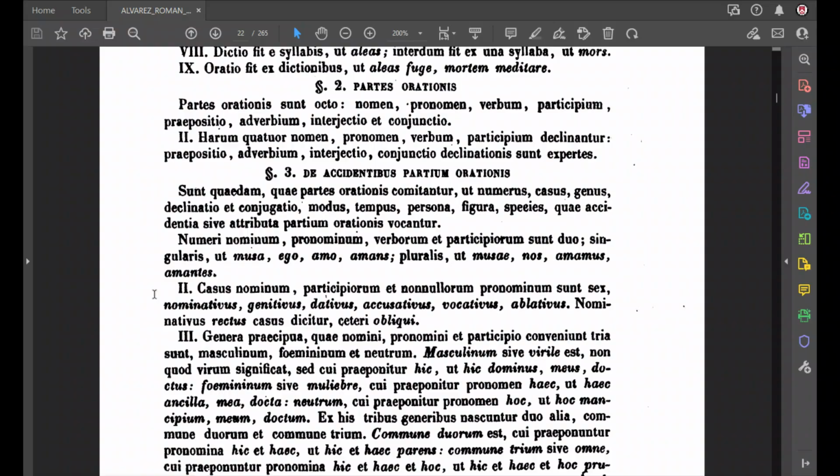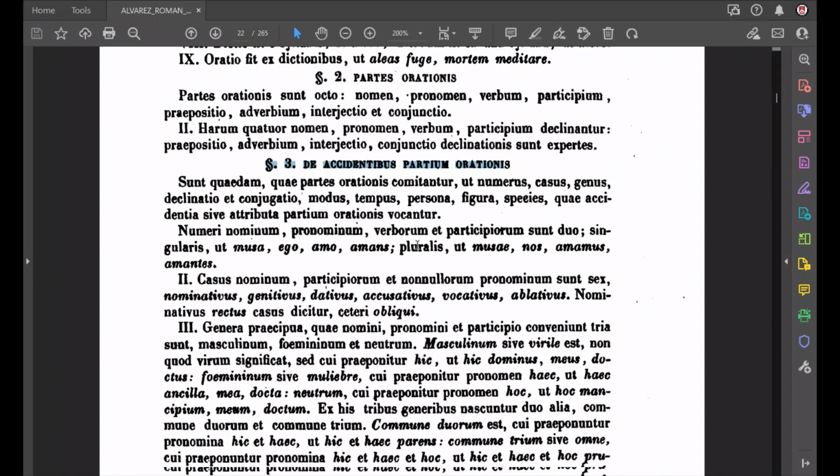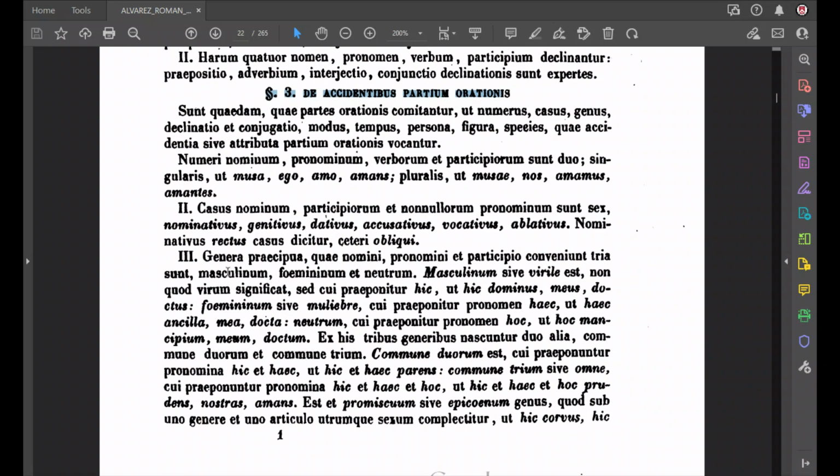So we're looking at lesson 3 here in our textbook. Lesson 3, De accidentibus partium orationis, which means on the accidents of the parts of speech. And we're down here in section number 3. This is where we're at, down here. Okay? So let's just go over this. Section 3. We'll start at the beginning.